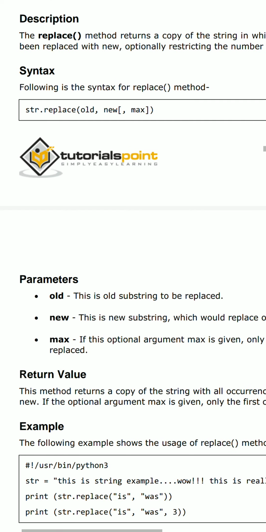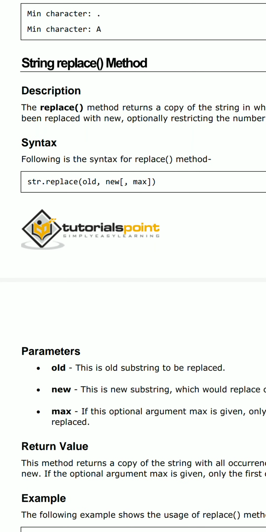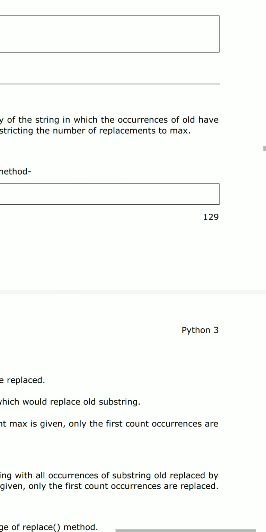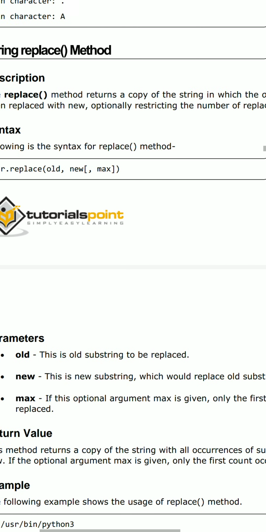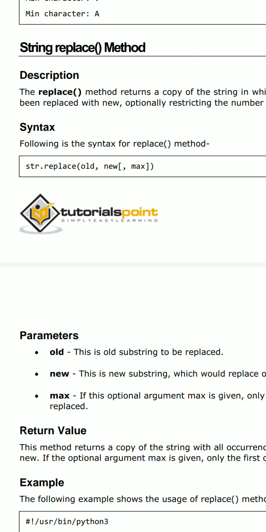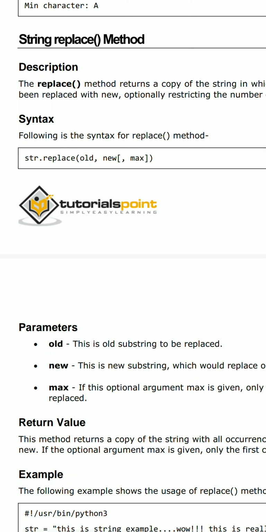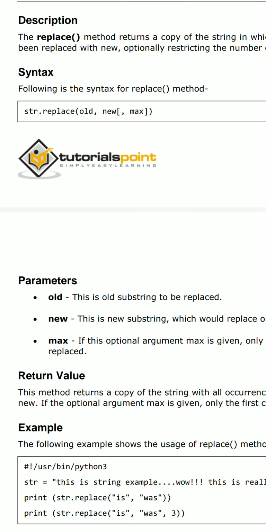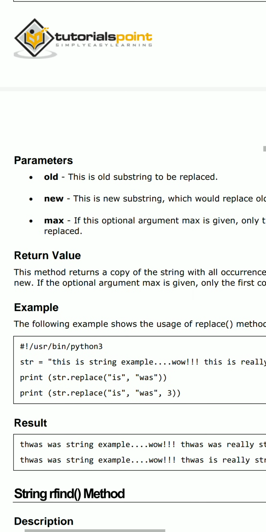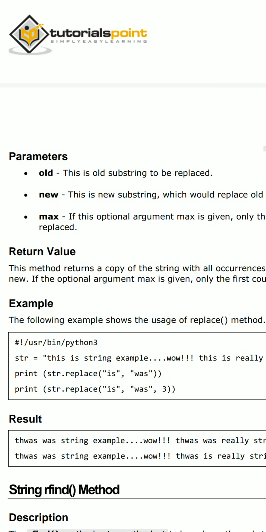And then we have another method called the replace method. This method returns a copy of the string in which the occurrences of old have been replaced with new, optionally restricting the number of replacements to max. What is meant by replacement? It replaces some value with another value. So kindly observe the syntax: str.replace(old, new, max). Clearly observe the definition of the parameters mentioned in replace.